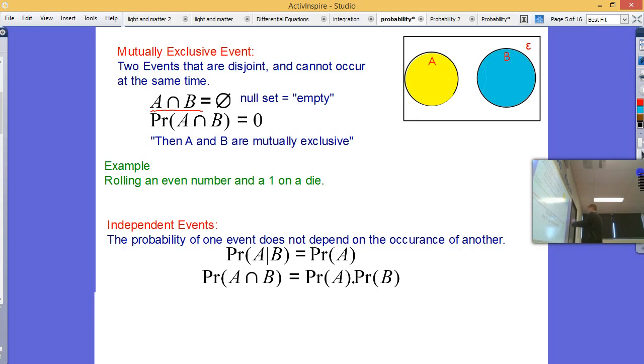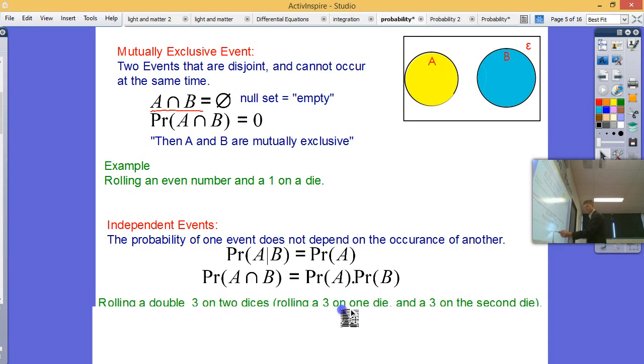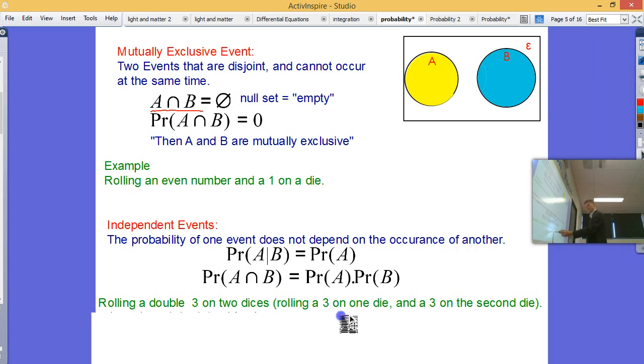And then our multiplication rule becomes this for independent events. Okay, if what's given is equal to just probability of A, then it's probability of A times probability of B. They multiply in a straightforward manner.